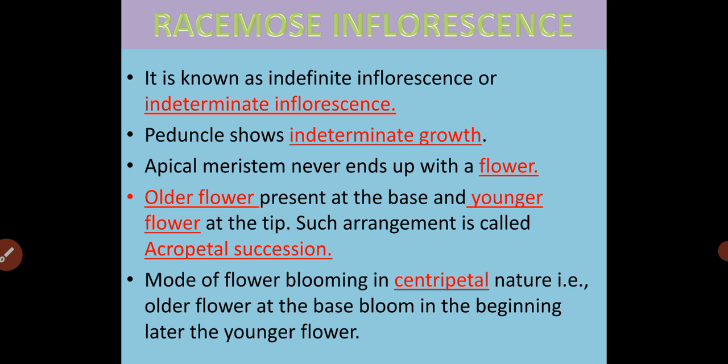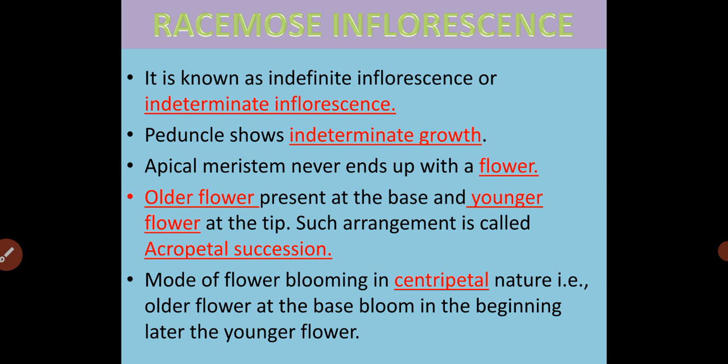It is known as indefinite inflorescence or indeterminate inflorescence, in which the peduncle shows indeterminate growth and the apical meristem never ends with a flower. Older flower is present at the base and younger flower is present at the tip. Such type of arrangement is called acropetal succession. Mode of flower blooming is centripetal in nature, that is, older flower blooms first and later the younger flower.